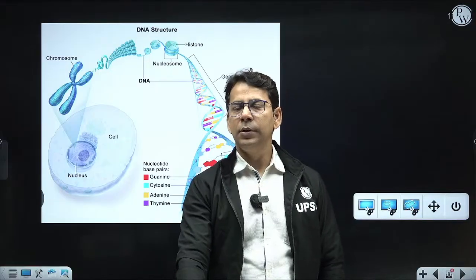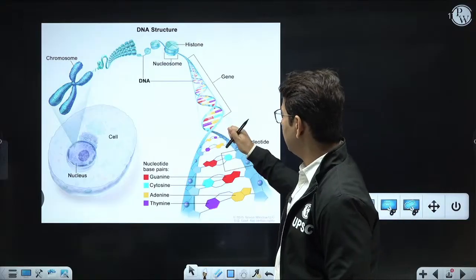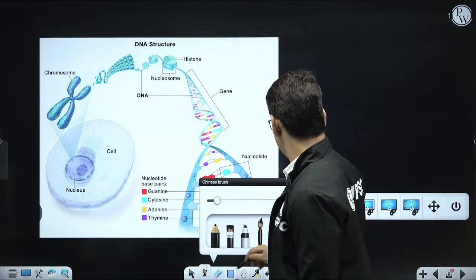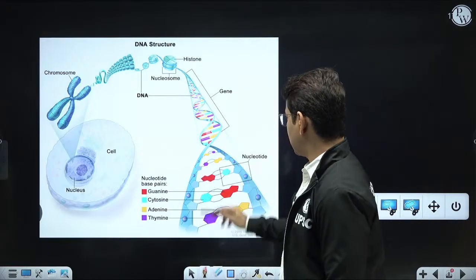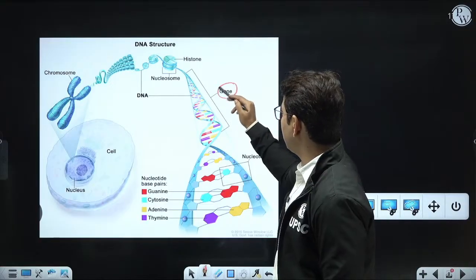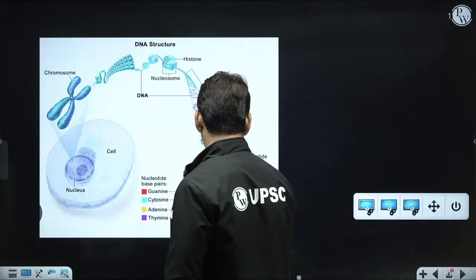Right. So look at this. This is the DNA structure, and a segment of DNA is known as a gene. Can you see this? So this is the DNA structure, double helical DNA, we'll talk about that. A segment of DNA is known as a gene. Gene with histone protein, forget about all these things.